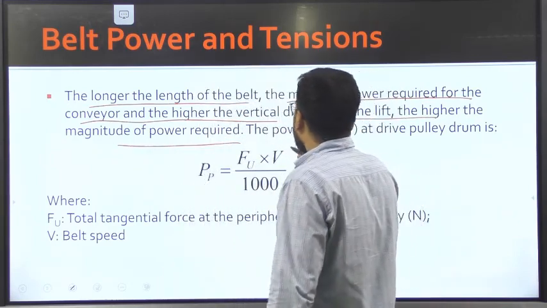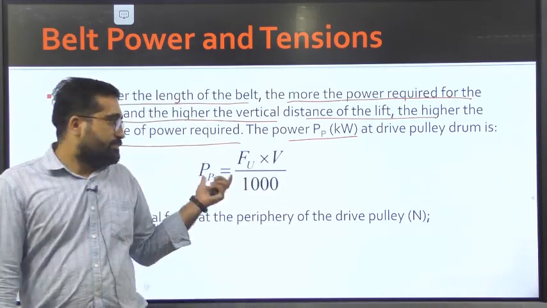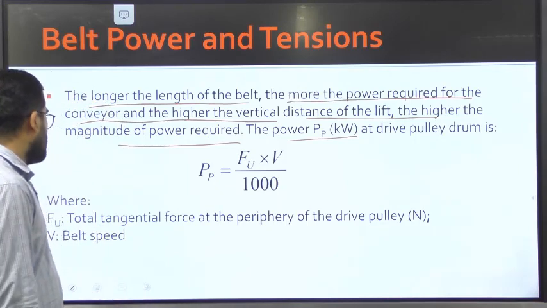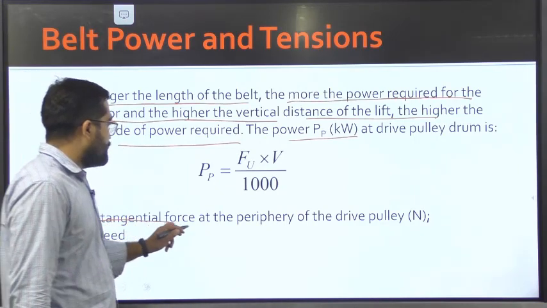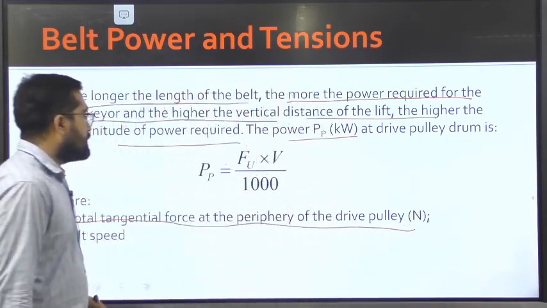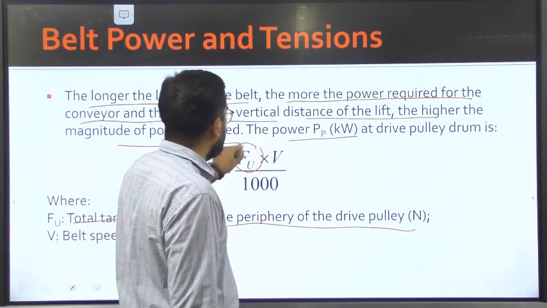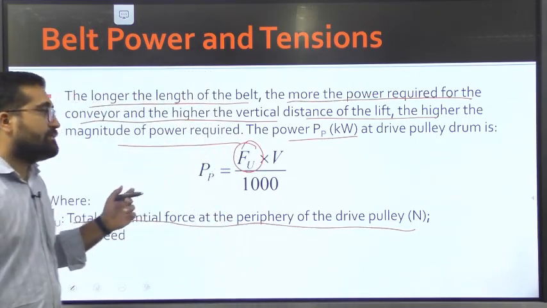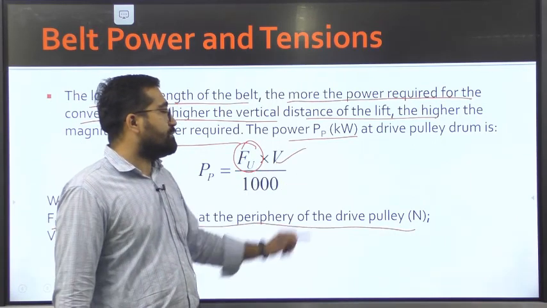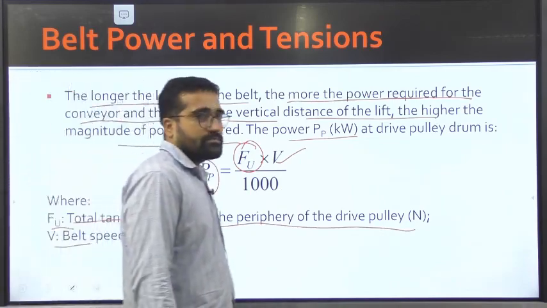Okay, so power is given by P, that is power, which equals Fu into V by 1000, where Fu is the total tangential force at the periphery of the driver pulley. At the periphery, the total tension, the force a pulley is facing, that will be Fu, and V is the velocity at which our belt is going to move. From that we will get the power. Clear?